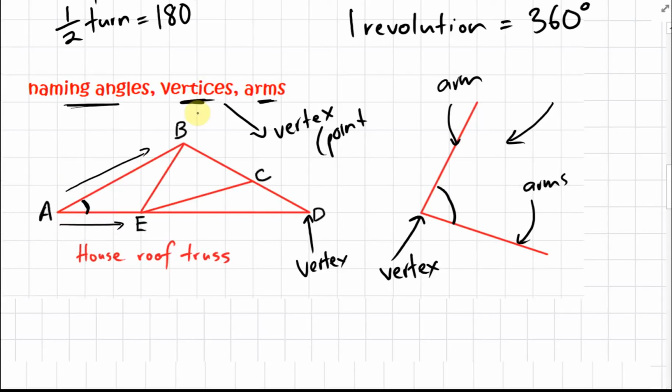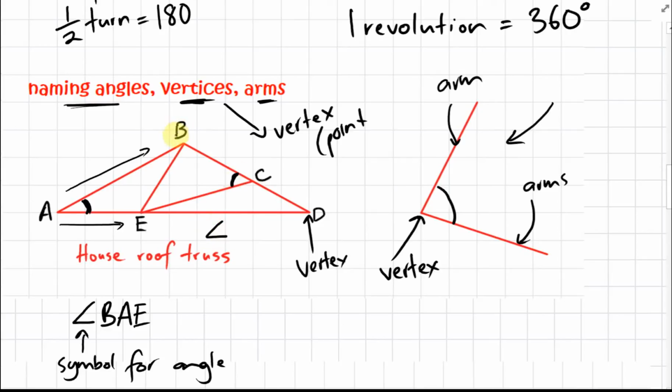When we name our angle, we want to name it with 3 letters. So I'm going to start at B. If I start at B, travel to A, and then travel to E, I have encapsulated this angle here. And so we use this symbol, which is the symbol for angle. So this angle here, we name it as angle BAE. If I was looking at this angle here, I start at B, go to C, and then travel to E. So it would be angle BCE.